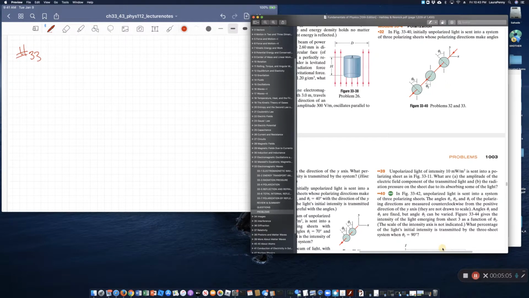So we have some incident light that's coming in, and it goes through our first polarizer. So I'm going to draw that over here. So we have our first polarizer.